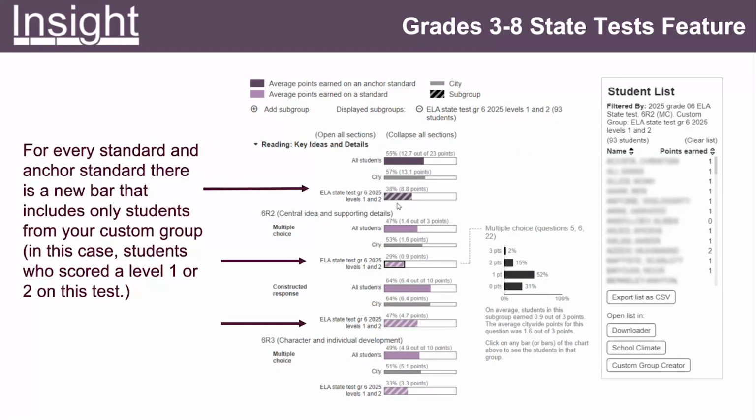A bar will show up. Now I'm comparing the students who were level 1 and level 2 in this particular exam compared to all the students who took the exam last year. Again, you can click on the light purple bar to generate more information, to generate a student list.